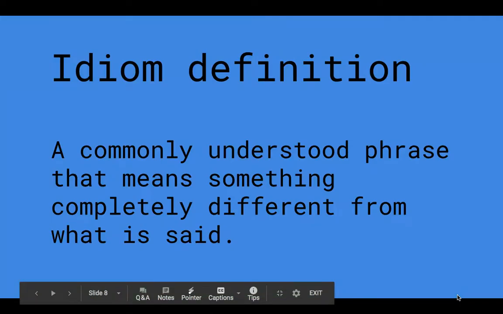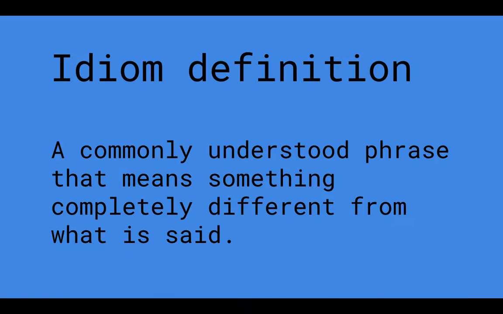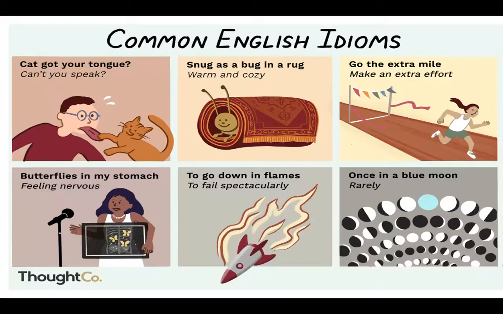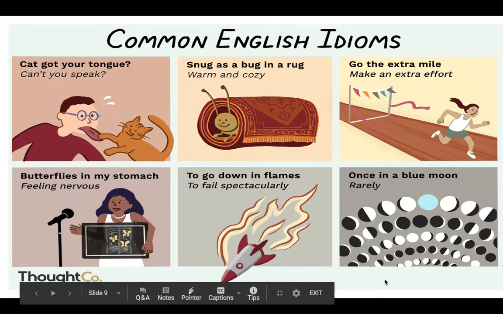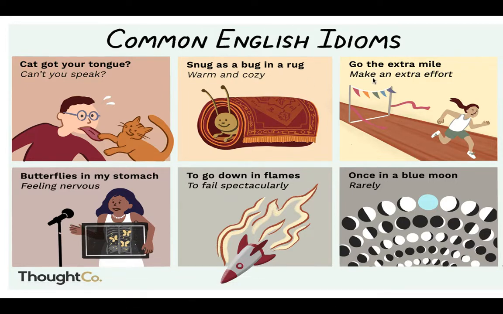So the definition of an idiom is a commonly understood phrase that means something completely different from what is actually being said. So let's look at some examples. Cat got your tongue. You really mean when you say that somebody can't speak. If you tell somebody they're snug as a bug in a rug, what that means is warm and cozy. If you tell someone to go the extra mile, you're telling them to make an extra effort. You're not really telling them literally to go an extra mile.